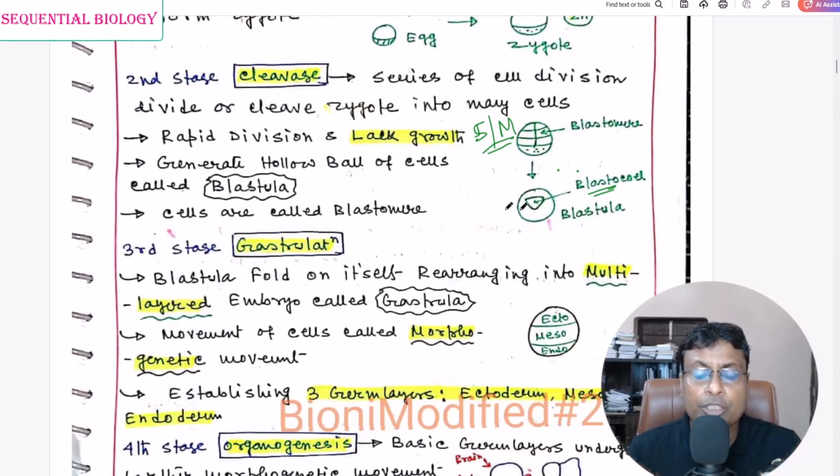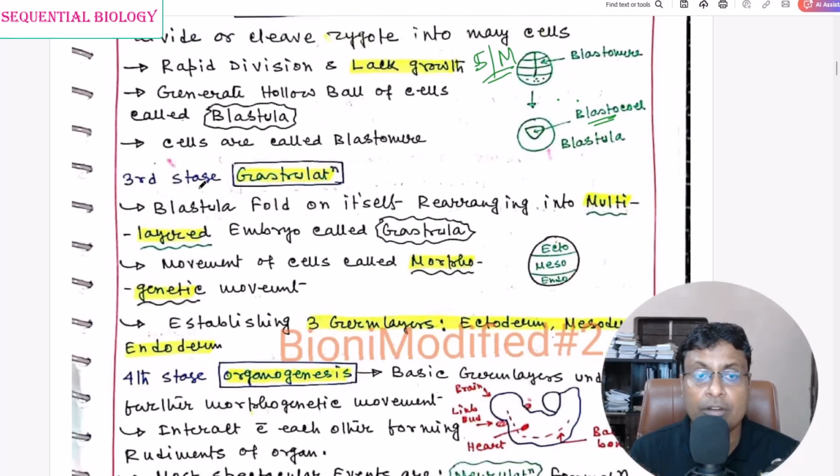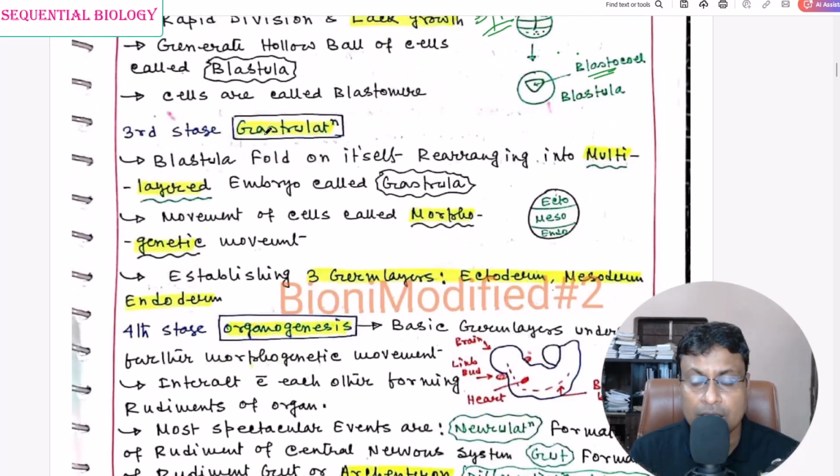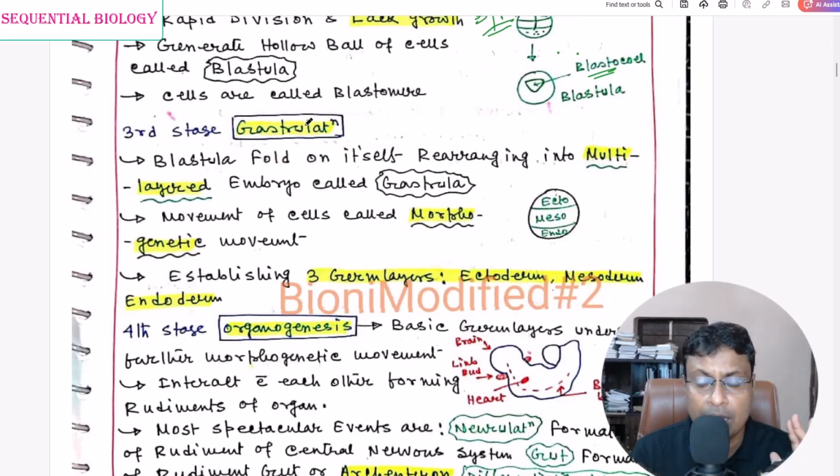And after formation of this blastula, the third stage of our developmental period occurs, and this is known as gastrulation. During the process of gastrulation, the blastomeres undergo morphogenetic movement. We will discuss different kinds of morphogenetic movement: epiboly, emboly, invagination, evolution, involution. So there are different types of morphogenetic movement. Gastrulation is the process by which the blastula folds on itself and rearranges into a multilayered structure, and this multilayered structure is known as gastrula.